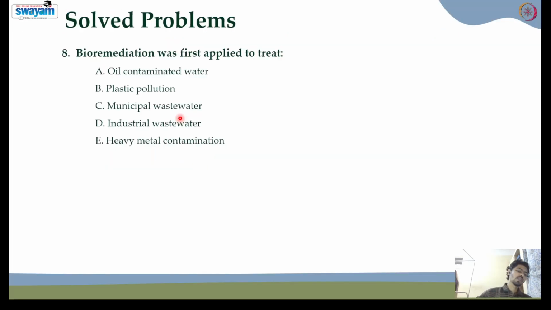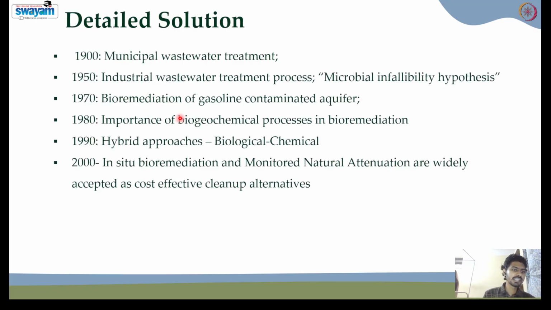Okay. So now let's see the answer. Yes, it is correct. Option C, municipal wastewater. So earlier in our lecture, we have studied the evolution of bioremediation, right? It started in the early 1900s, where the first bioremediation was applied to municipal wastewater. Only then they applied it to industrial wastewater.